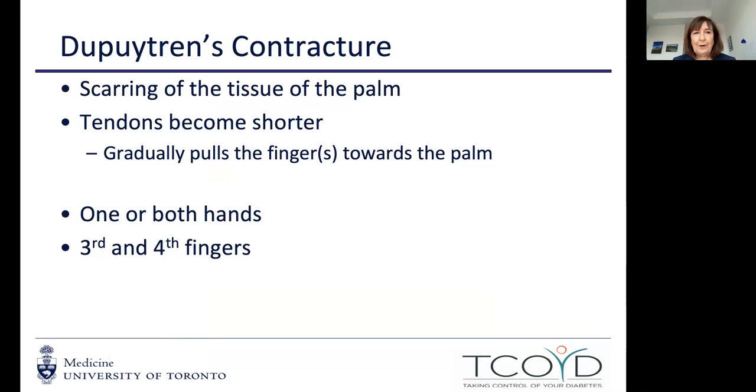So Dupuytren's contracture is scarring of the tissue in the palm of the hand where the tendon becomes shorter and it gradually pulls one or more fingers towards the palm and also causes the palm to kind of bend on itself in the middle. It's most commonly to happen in the third and fourth fingers, although as you can see, the fifth finger can be involved. And it often will happen on both hands, although sometimes one hand more severely than the other.